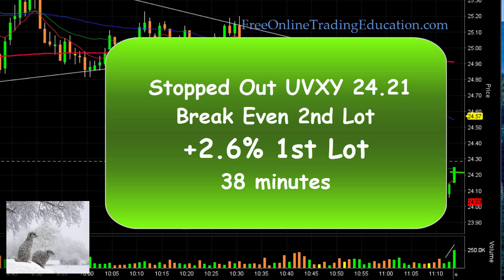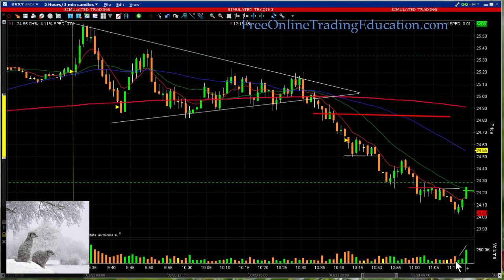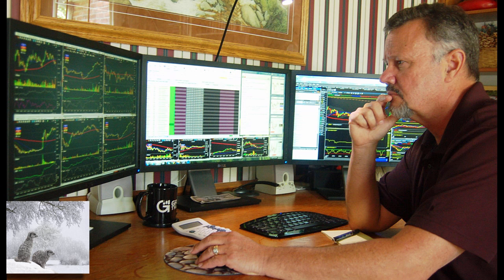Break even on the second trade, but on the first trade, it was 2.6% in 38 minutes. Hoo-ah, love it when that happens. We had the opportunity here to make double the money on the way down without increasing any of our risks. So it didn't turn out for the second half of the trade, but it was break even. No harm, no foul.